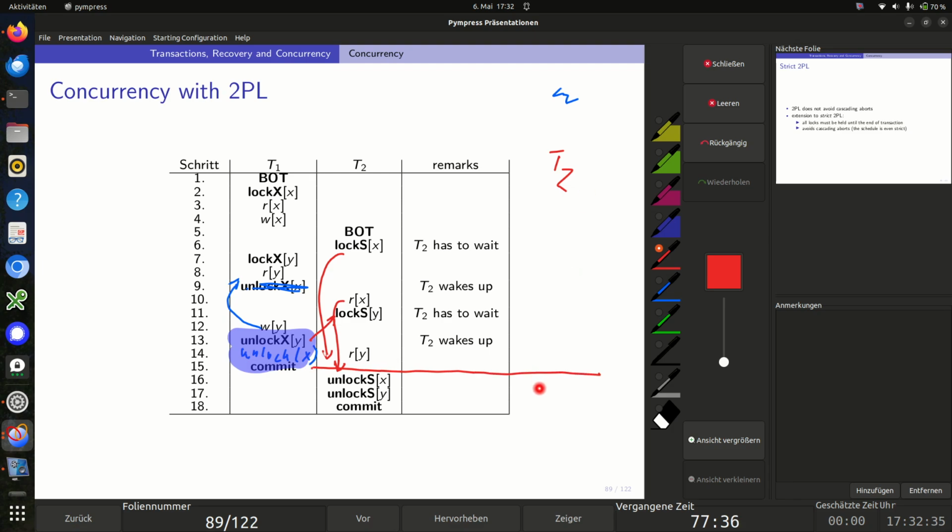So here transaction 2 would acquire the lock of x, would read x, would acquire the lock for y, and would read y. This would be the serial version of these two transactions, wouldn't it be? Yes, it would.